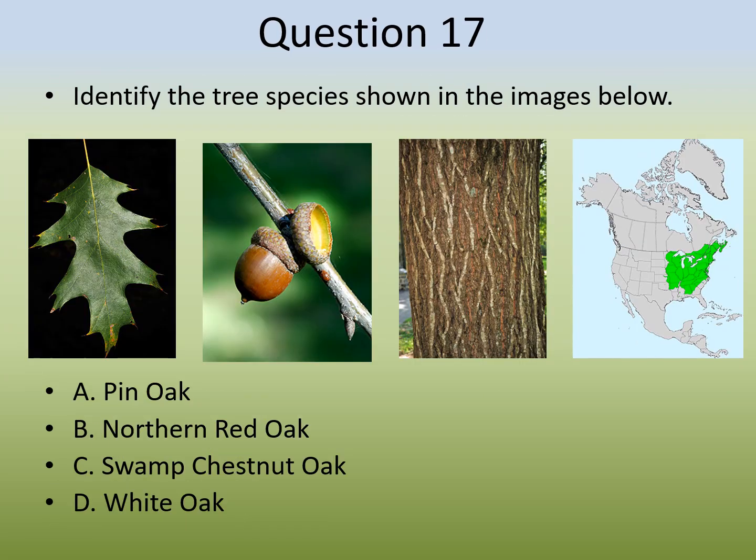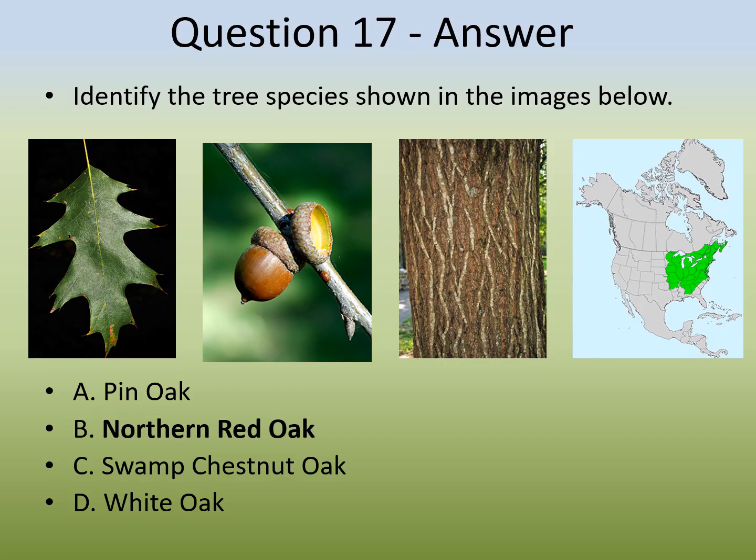Question 17. Identify the tree species shown in the images below. Pointed lobes on this leaf. Acorns. Is it A, pin oak, B, northern red oak, C, swamp chestnut oak, or D, white oak? The answer is B, northern red oak.